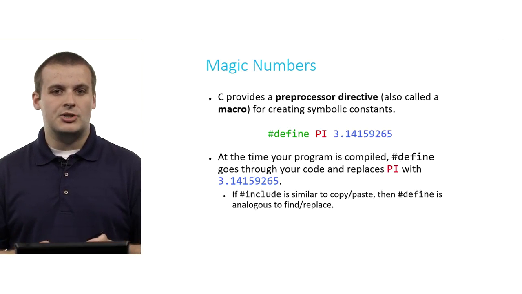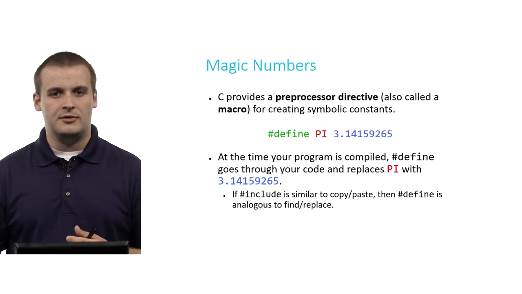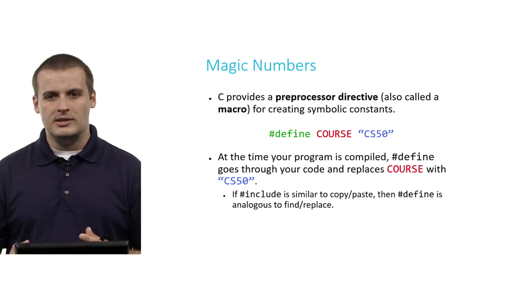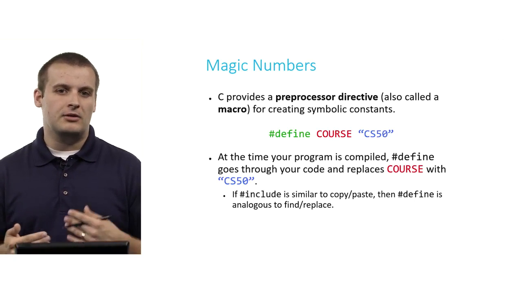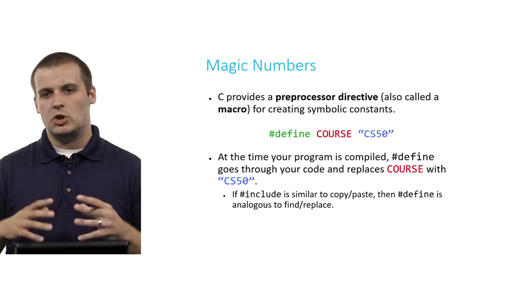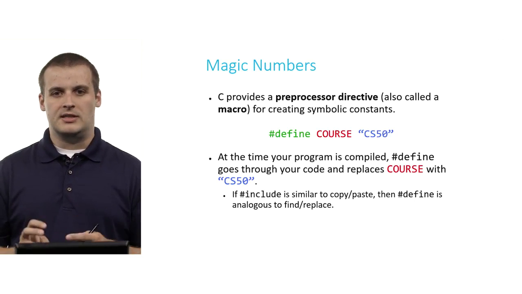You are not limited to this substitution for numbers only. For example, I could #define COURSE as the string "CS50". And in this case, when the program is compiled, #define will go through the code and replace every time it sees COURSE with the string "CS50".